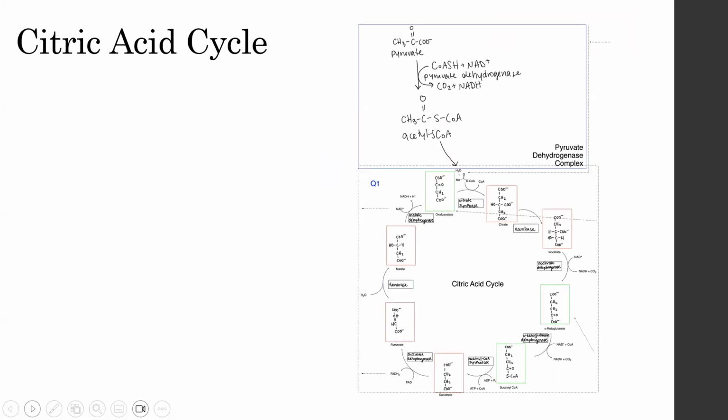After glycolysis, pyruvate is converted by pyruvate dehydrogenase to acetyl-CoA. This generates 2 NADH or 5 ATP, and this acetyl-CoA then enters the citric acid cycle, which through a series of reactions generates 6 NADH, 2 FADH2, and 2 GTP.